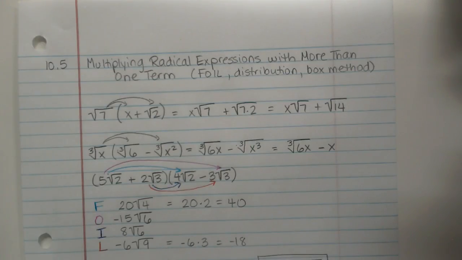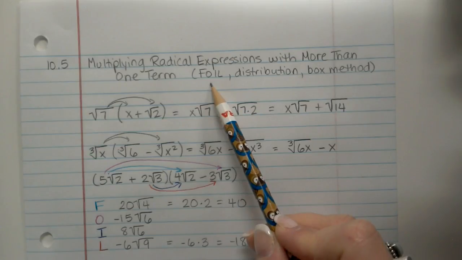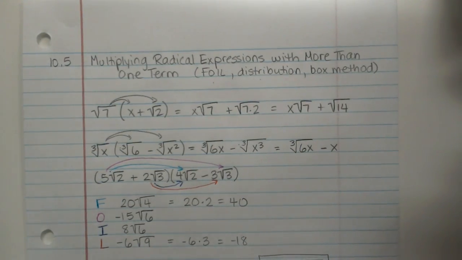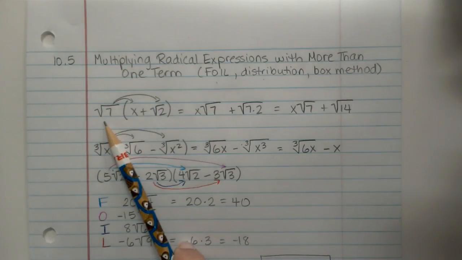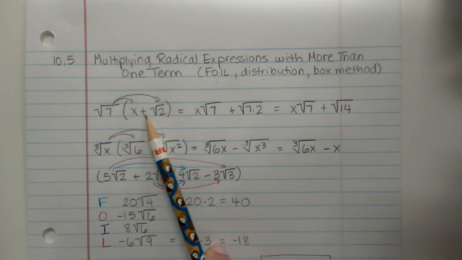So multiplying and dividing don't have the same rules as adding and subtracting. You're going to use the same kind of method that you used before, whether it's FOIL, distribution, or the box method, depending on how many you have. So this first example has a radical multiplied by a binomial, right? It has 2 parts to it.